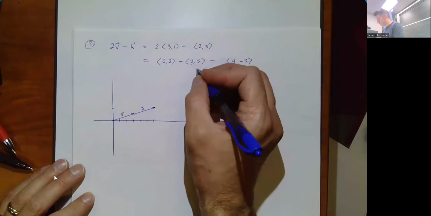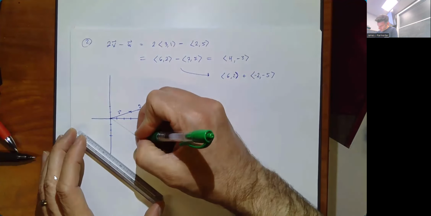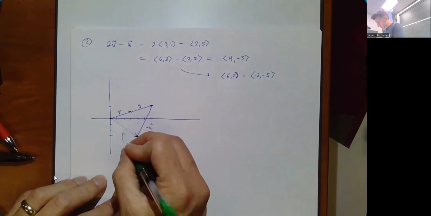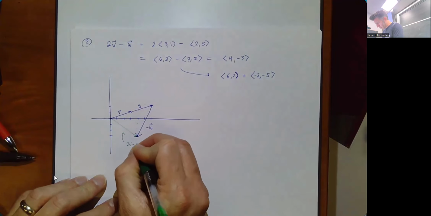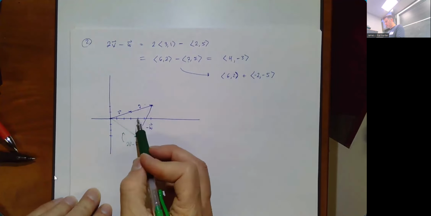So my resulting vector starts there and ends there. Sorry, it starts at the origin and ends at that point there. So there's your vector 2v minus w, which seems reasonable, right? Because I'm going over 4 and down 3. So yeah, that seems right.